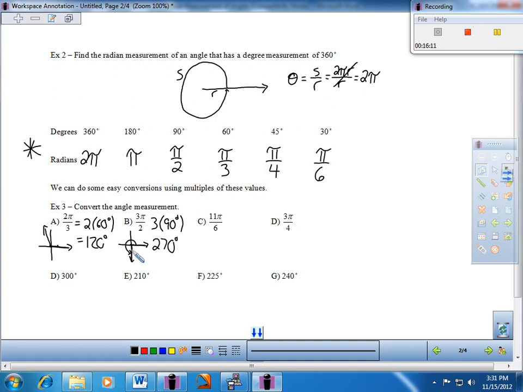Again, in trigonometry there is a lot of memorization, but more than that, there's really a lot of visualization. Can you see it in your mind's eye? And these are just some numbers that come up time and time again. Well, let's do the next one.